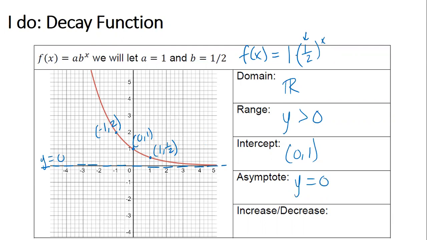But what did change is, reading this graph from left to right, what is it doing? It is decreasing, okay? And we say that it's decreasing because as my x's go to positive infinity, my f of x's are going towards 0. They're getting smaller, right? They're not trying to get larger. They're heading towards 0.